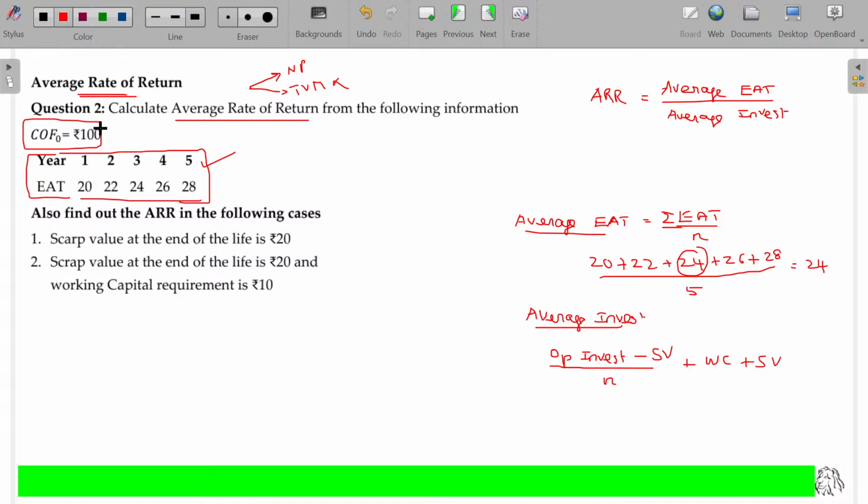Right. So the opening investment being 100, scrap value at the end of the year being 20. Also find out the ARR in the following cases. Case 1 is this one. I'm going to find out the answer for case 1. So opening investment 100, scrap value 20, number of years in this case being 5, and working capital requirement is not given, and scrap value given being 20. What is the ultimate value? This is 16 plus 20, 36, am I right? 36.